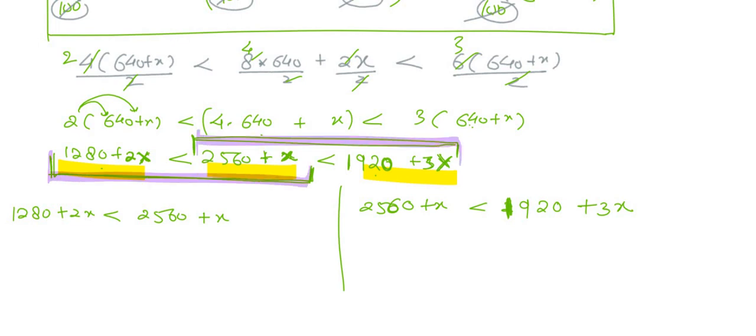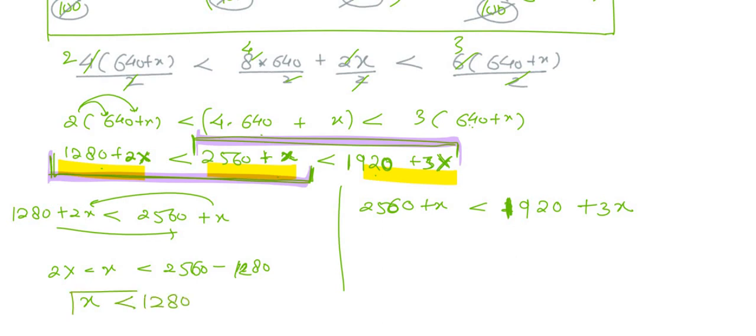Okay, now what we will get? This x will come here and this here. So 2x minus x less than 2560 minus 1280. So this will be x is less than 1280. You can simplify it.